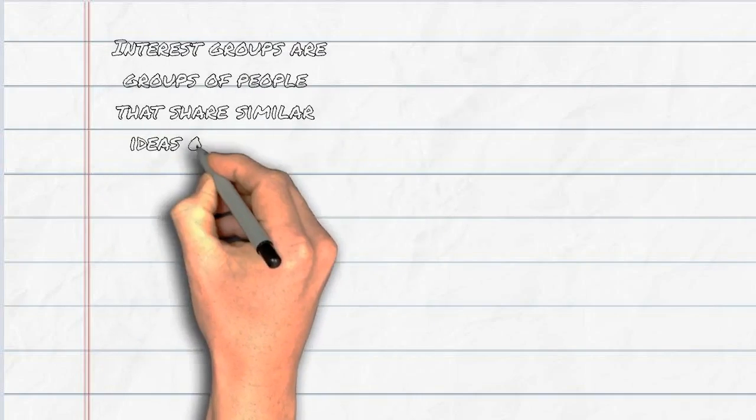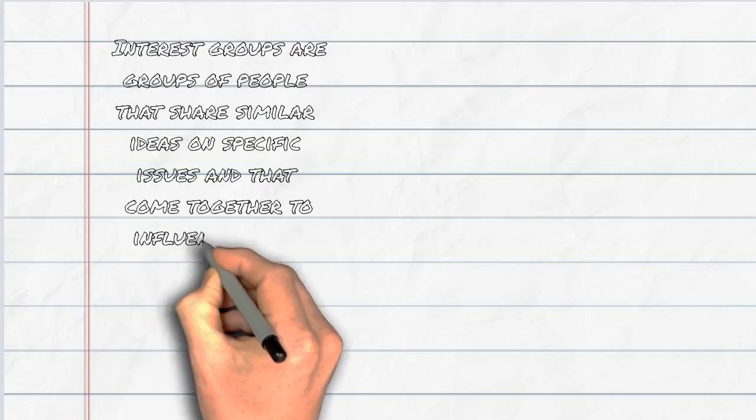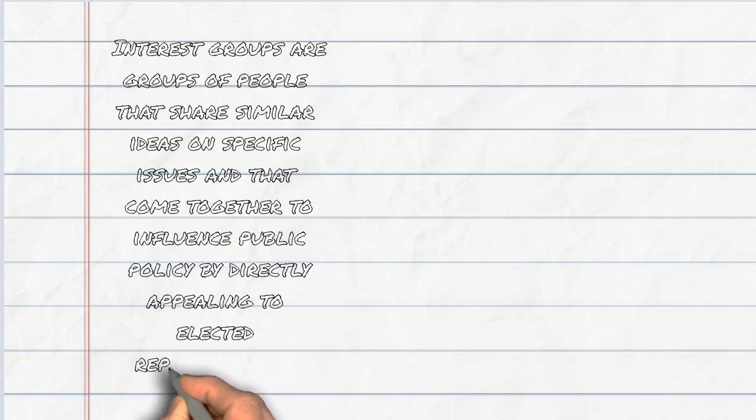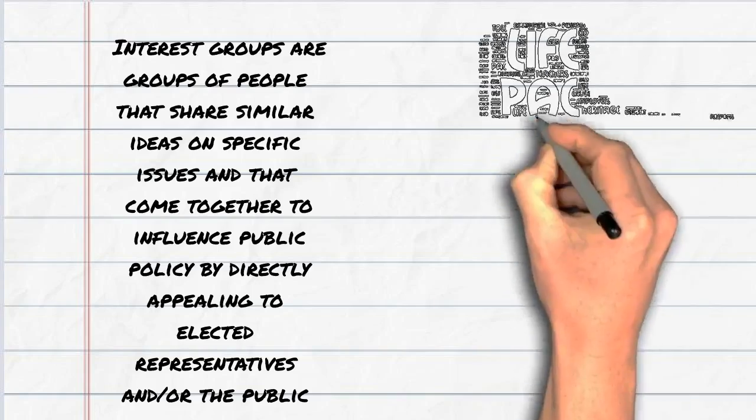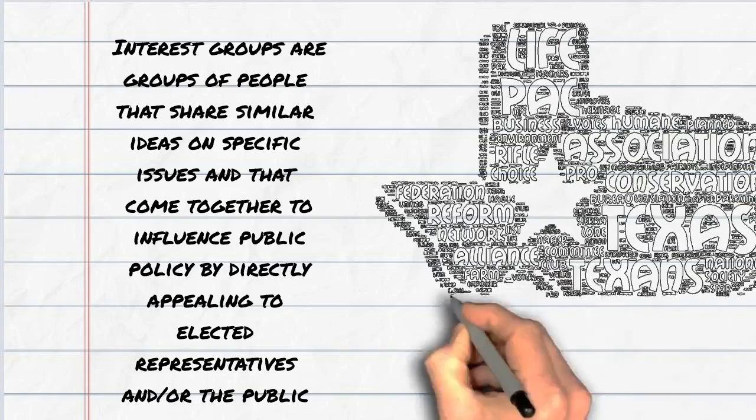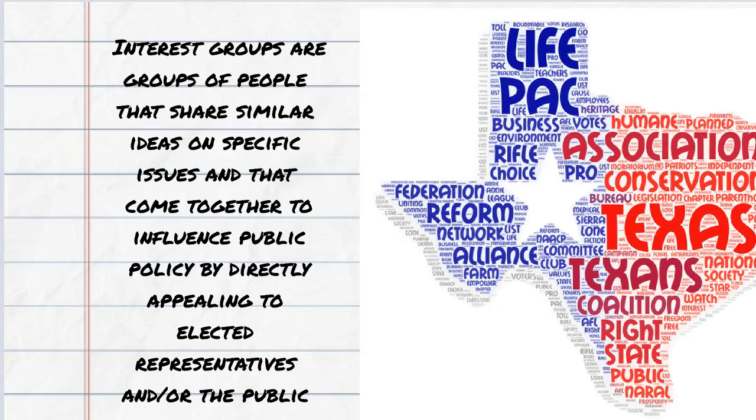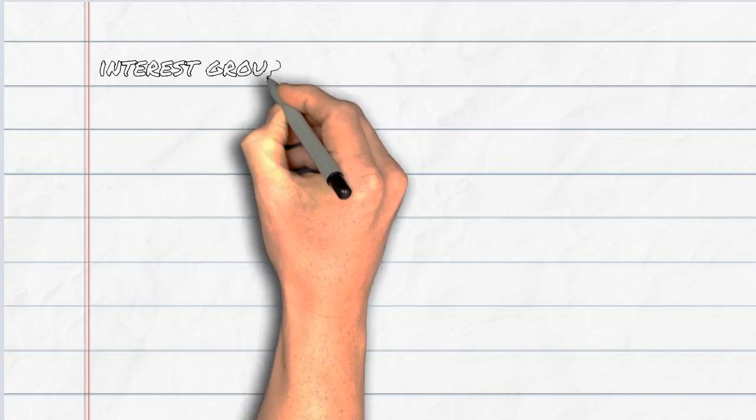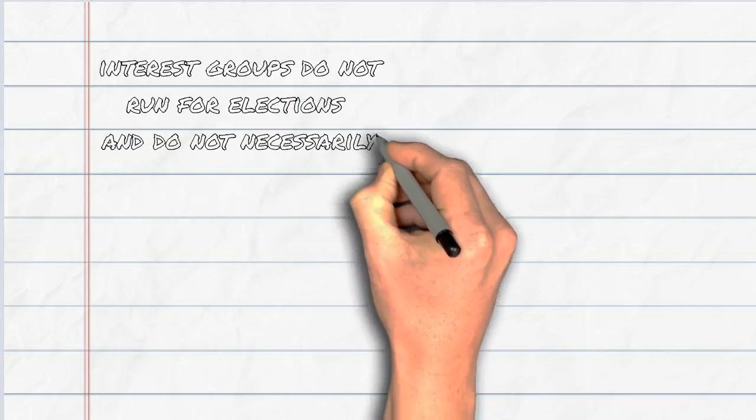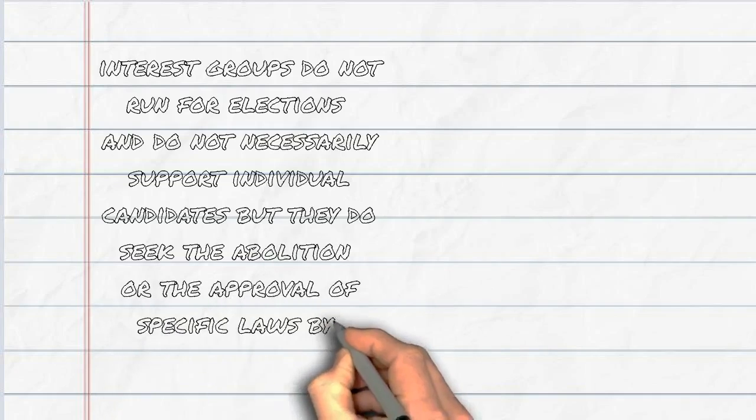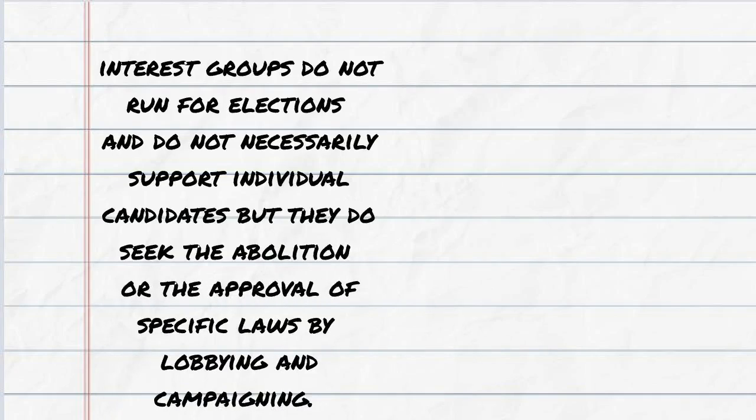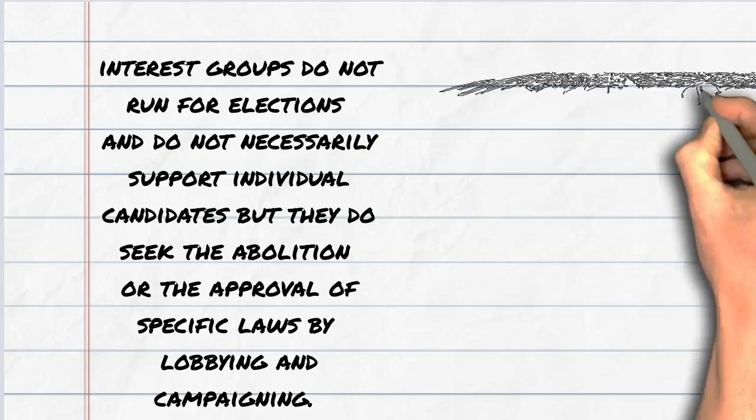Interest groups are groups of people that share similar ideas on specific issues, and then they come together to influence public policy by directly appealing to elected representatives or the public. Interest groups do not run for elections and do not necessarily support individual candidates, but they do seek the abolition or the approval of specific laws by lobbying and campaigning.